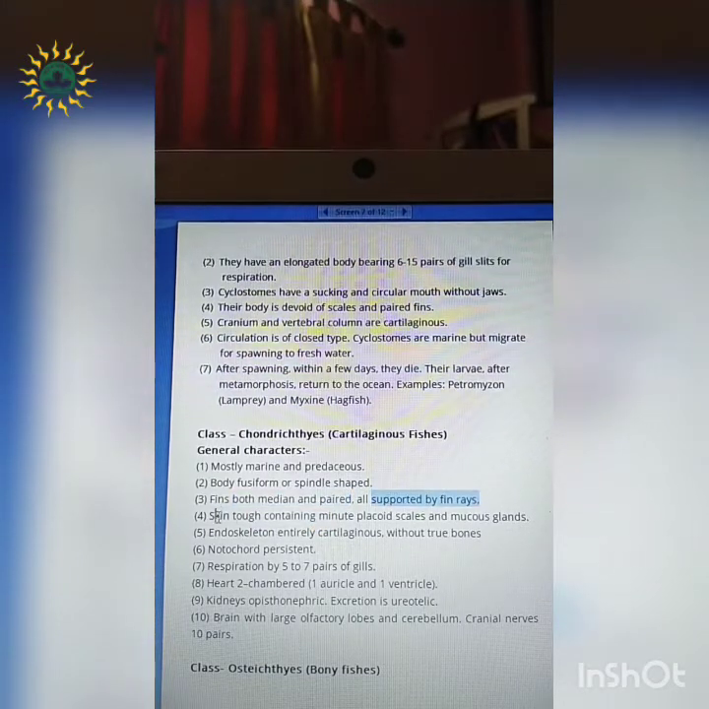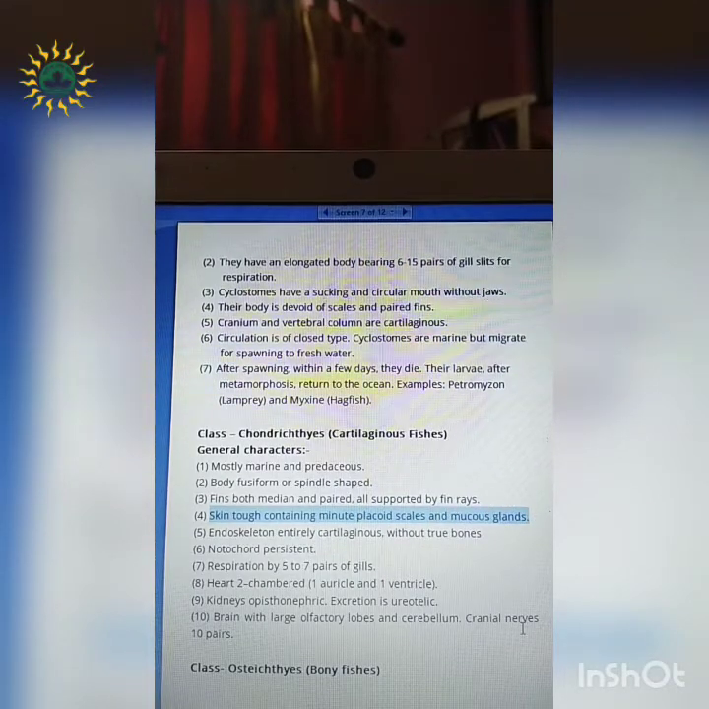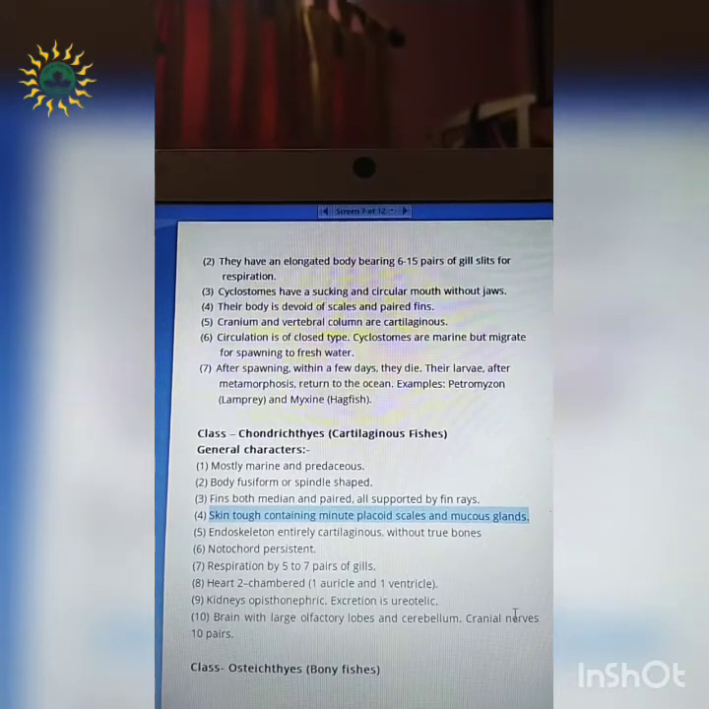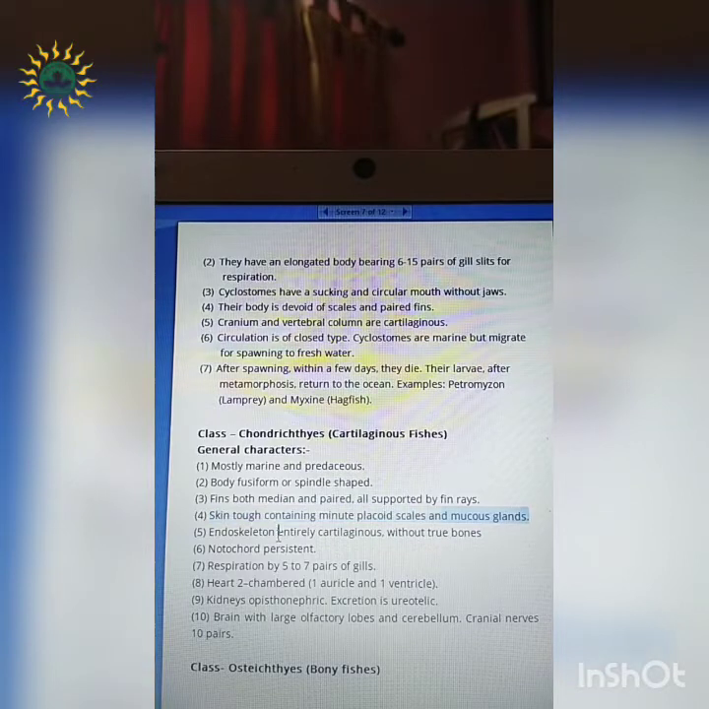The skin is tough, containing minute placoid scales and mucus glands. This is one type of scale, placoid scale, which is present, and the mucus glands are also present for the secretion of mucus. The endoskeleton is entirely cartilaginous without true bones. As I have mentioned, these are the fleshy fishes. And the notochord is present. For respiration, 5 to 7 pairs of gills are present.